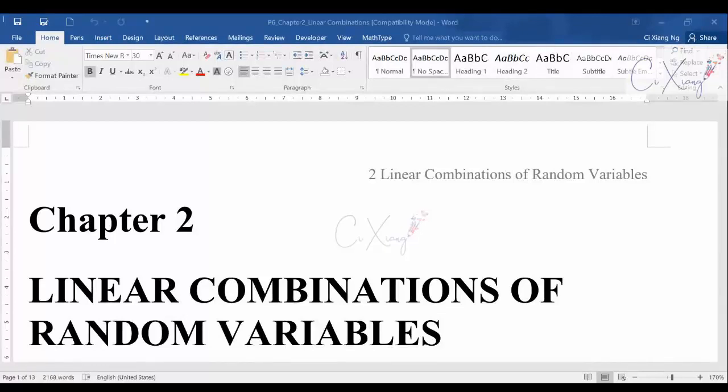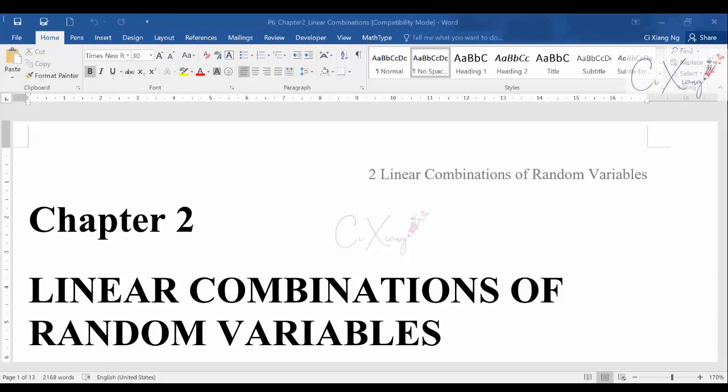Alright, so students, for this video onwards, we are going to discuss chapter 2 of our Statistics 2. In chapter 2, we talk about linear combination of random variables. And in this whole chapter, generally, we still need to apply the normal distribution concept and also the Poisson in doing the calculation part. So both normal distribution and Poisson are included here.